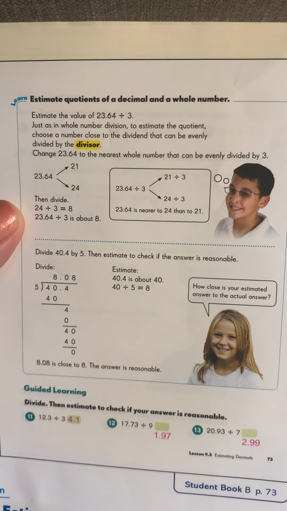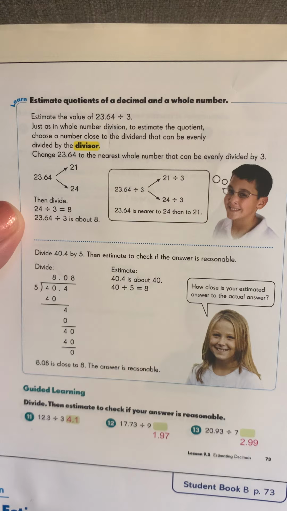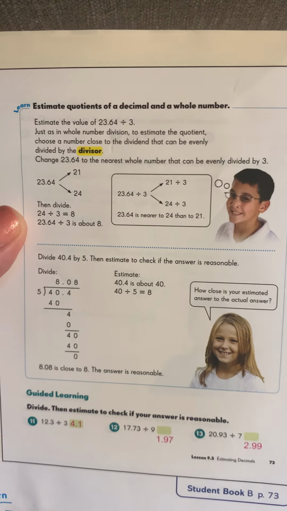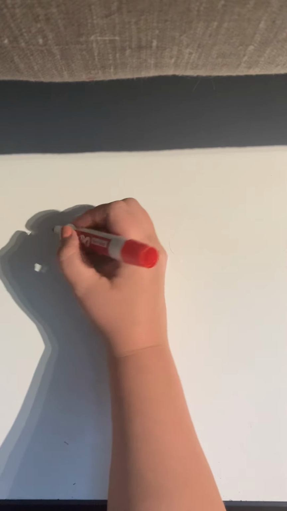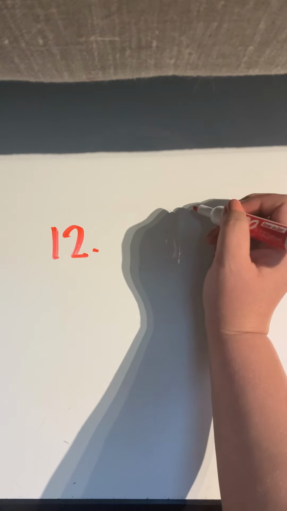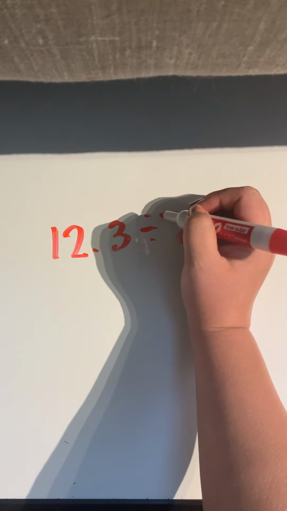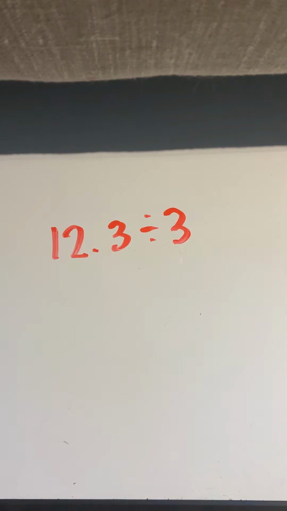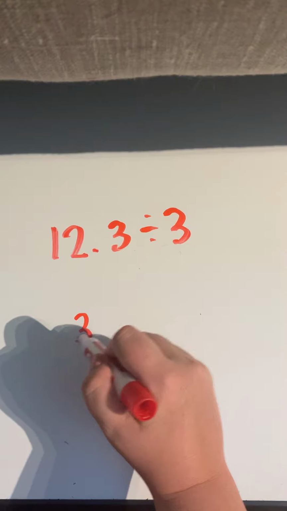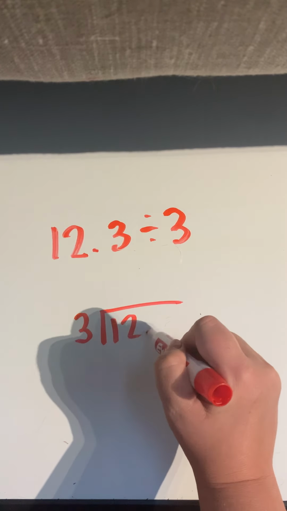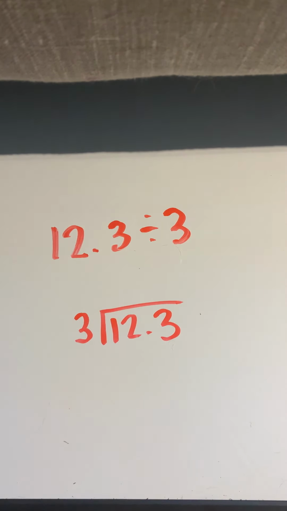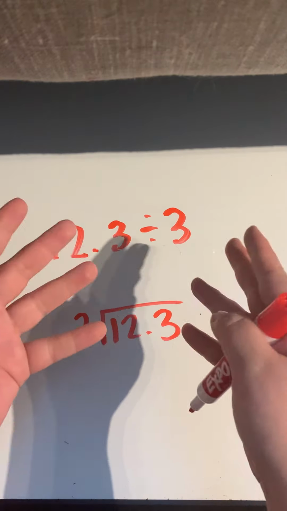So what we're going to do is we're going to do 11 through 13 together at the bottom. All right, so let's get our whiteboards ready. So we have 12 and 3/10ths divided by 3. All right, so I'm going to go ahead and set this up. Okay, and we're going to find the actual quotient, and then we're going to estimate.